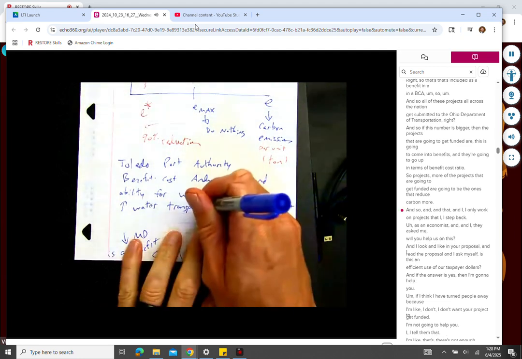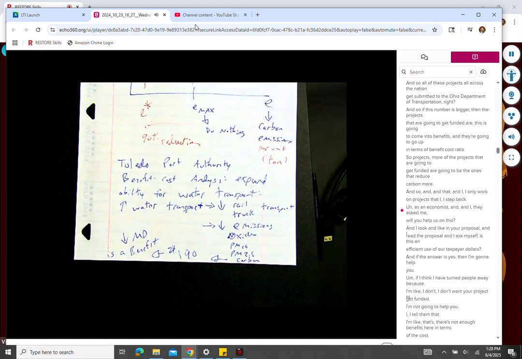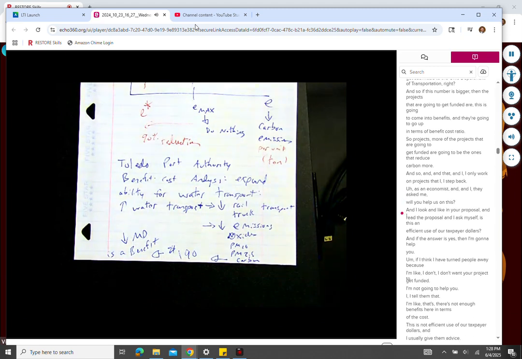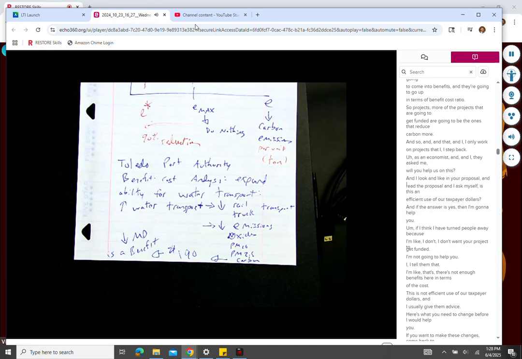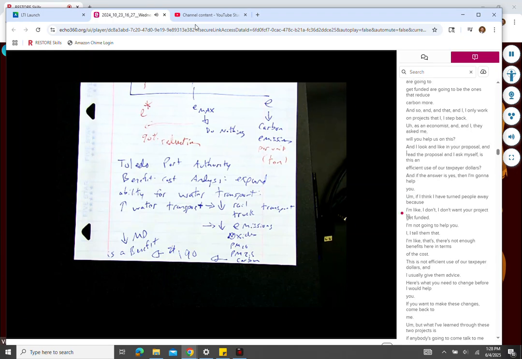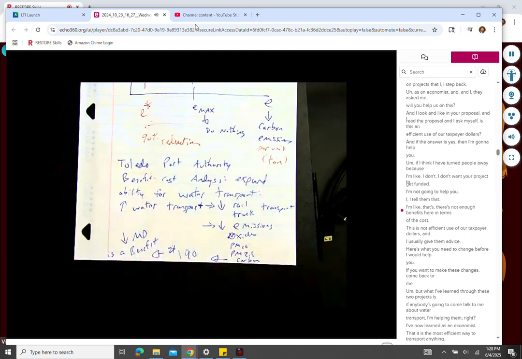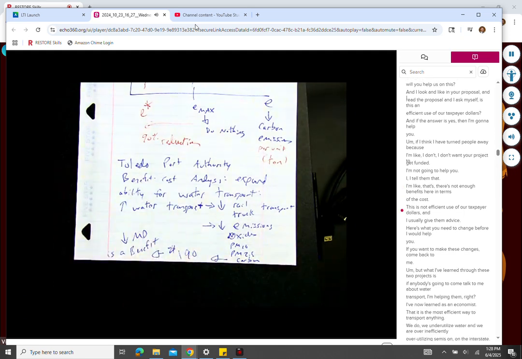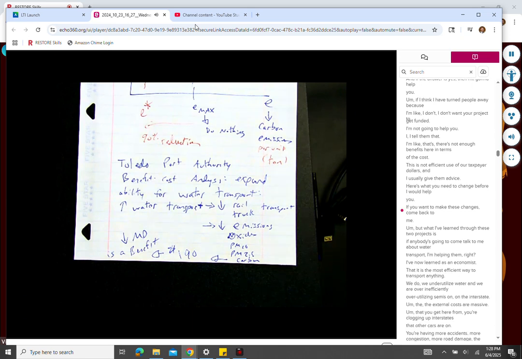And I only work on projects where, as an economist, they ask me, will you help us on this? I read the proposal, and I ask myself, is this an efficient use of our taxpayer dollars? And if the answer is yes, then I'm going to help you. I turn people away because I'm like, I don't want your project to get funded. I'm not going to help you. I tell them that. I'm like, there's not enough benefits here in terms of the cost. This is not an efficient use of our taxpayer dollars. And I usually give them advice: here's what you need to change before I would help you. If you want to make these changes, come back to me.